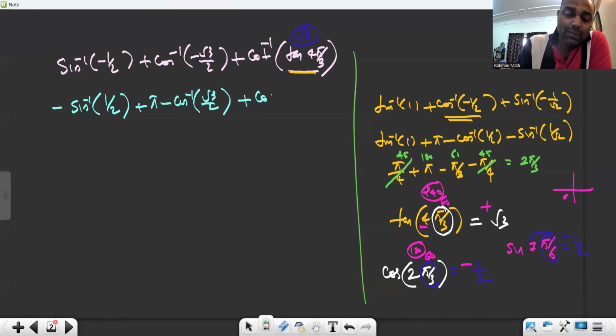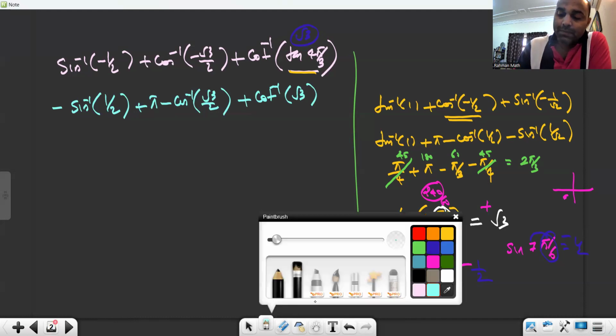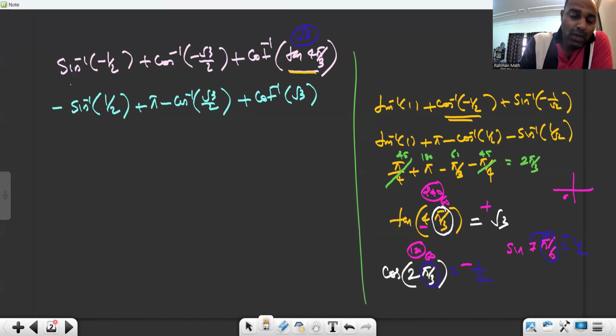Plus cot inverse root 3. What happened here? See, here the negative sign came out. Here cos inverse, pi minus will come.